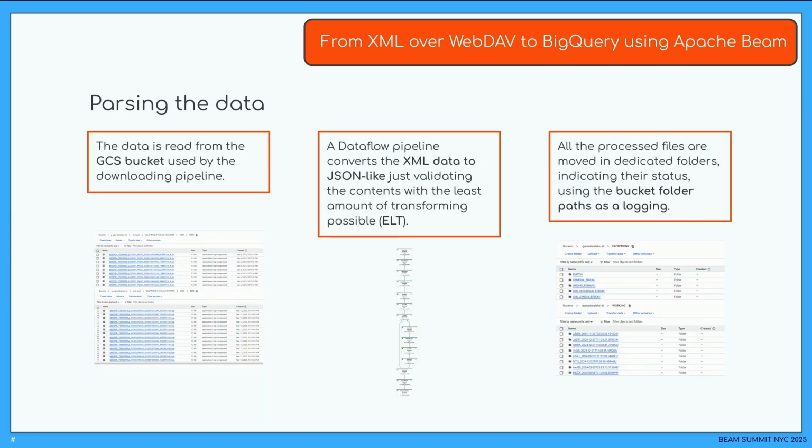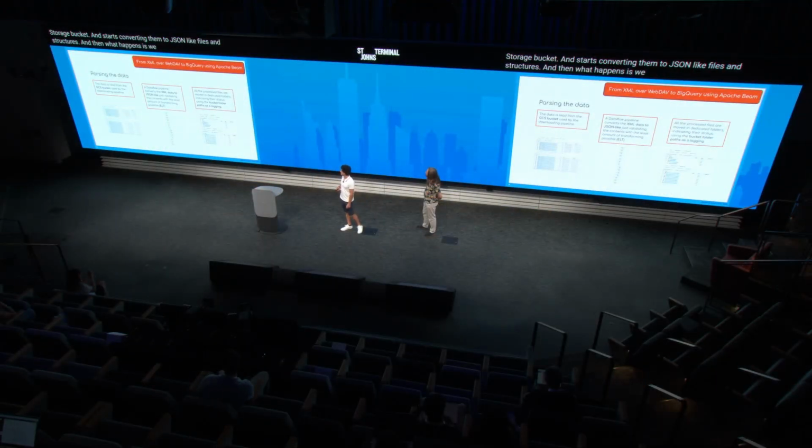Then, after the download phase, when we have that data, we have to parse it, and we use another Dataflow pipeline to do that. It reads those files from the Google Cloud Storage bucket and starts converting them to JSON-like files and structures. And then we prefer an ELT approach, because we want to stick to the original structure of the files and process them later on in our pipelines.